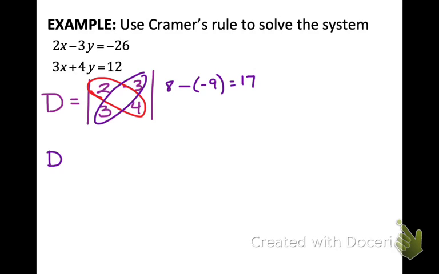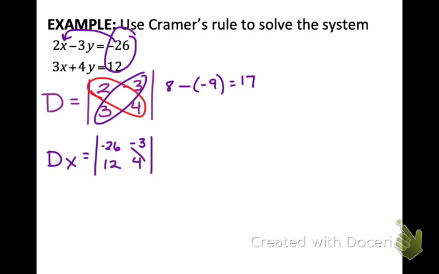Now I'm going to find my determinant with respect to x. So that means I'm going to take my -26 and 12 and replace it in the first column. So instead of 2 and 3, I'm going to put -26, 12. And then the y's stay the same, -3, 4. Wait, I don't understand. Wouldn't it be like -26 times 2 and 12 times 3? No, it goes in place of it. It's not going in place of x, it's going in place of the full coefficients.